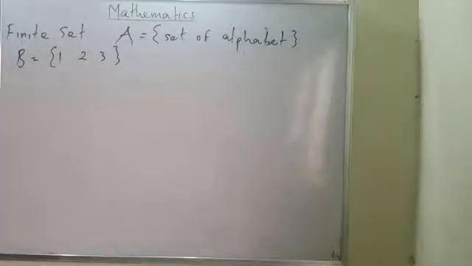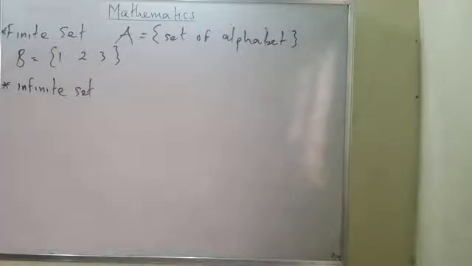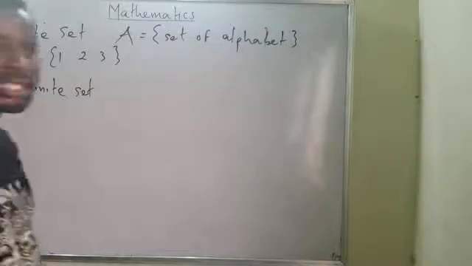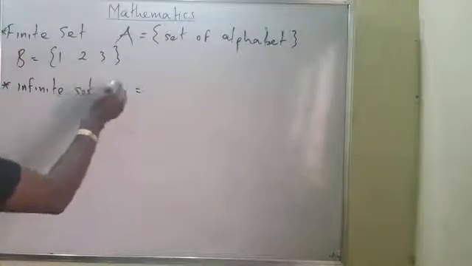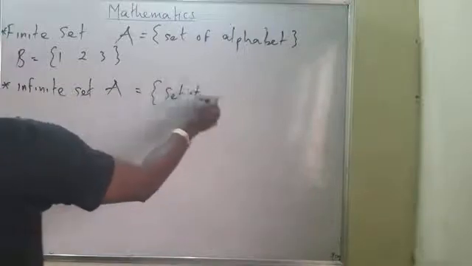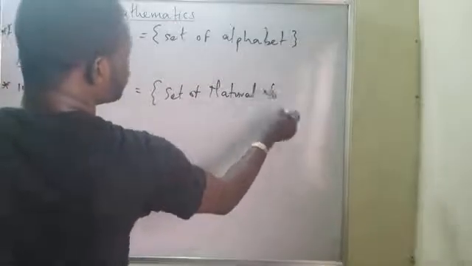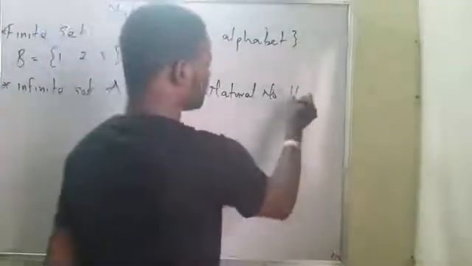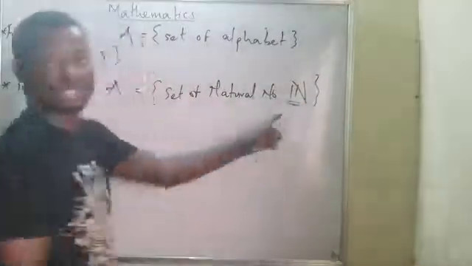Another one, let me quickly explain what is called infinite set. This time around, infinite set is talking about a set that has a beginning but no end. Example, if I have set A, it contains the set of natural numbers. Normally we use natural numbers in this form. This is how we write natural numbers when it comes to advanced mathematics.